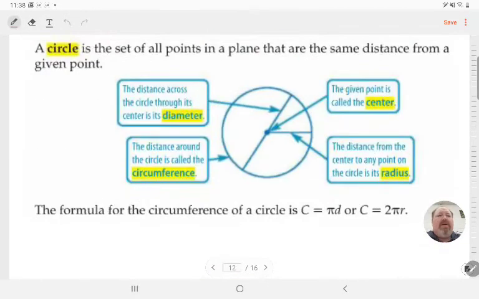All right, circle. Remember the parts of the circle. You have the diameter, which is from one edge to the other edge. You have the radius, which is from the center to the edge. And you have, of course, the center. And then you have the circumference, which is the distance around the outside of the circle.